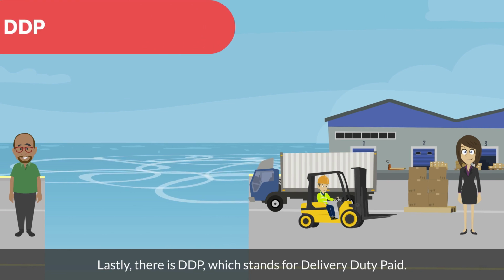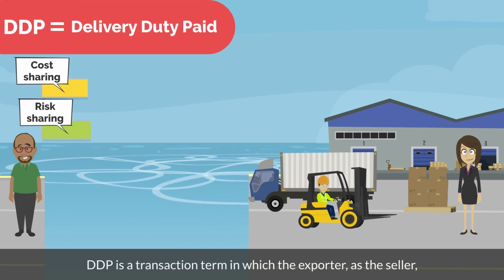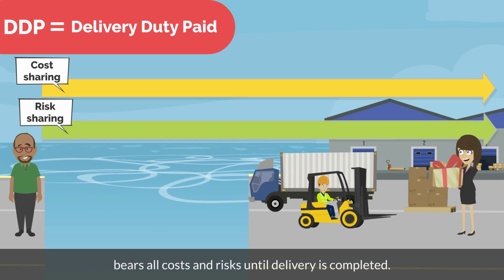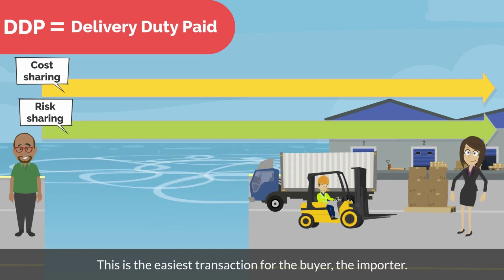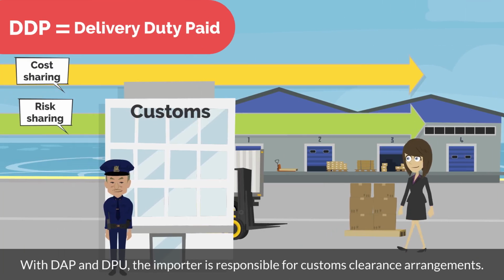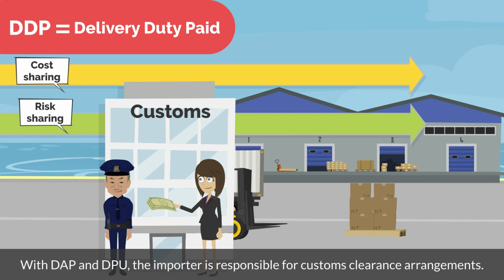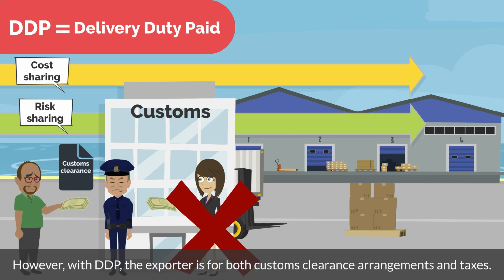Lastly, there is DDP, which stands for Delivery Duty Paid. DDP is a transaction term in which the exporter, as the seller, bears all costs and risks until delivery is completed. This is the easiest transaction for the buyer, the importer. With DAP and DPU, the importer is responsible for customs clearance arrangements. However, with DDP, the exporter is responsible for both customs clearance arrangements and taxes.